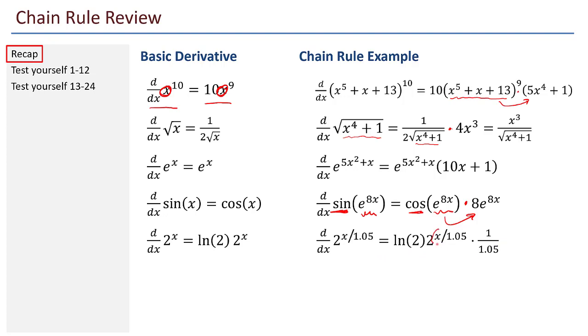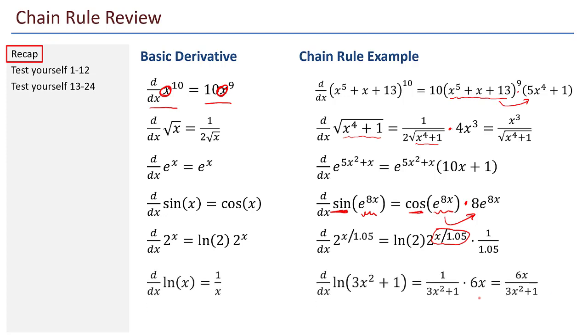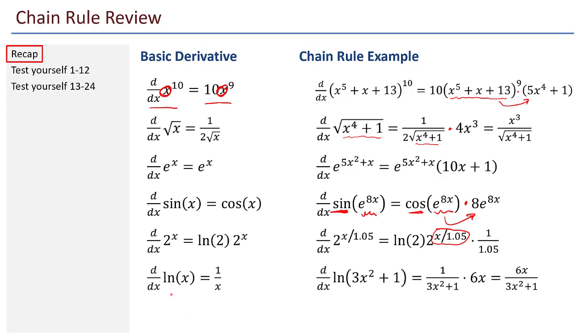This is one that is somewhat simple, but students often miss it. The derivative of an expression like x over 1.05, that's really the same thing as 1 over 1.05 times x. And so its derivative is just 1 over 1.05. And then we recently learned the derivative of natural log is 1 over x. So the derivative of the natural log of something more complicated is 1 over that more complicated thing times its derivative. And we often put the derivative right on top.